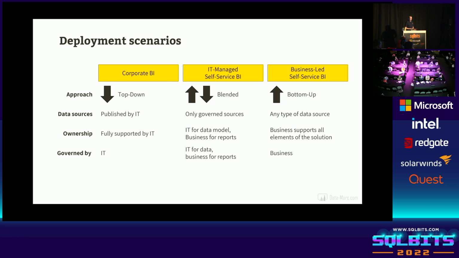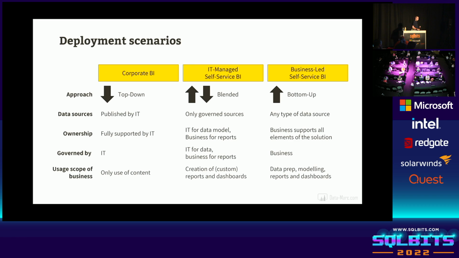The governance is in a similar split. On the left-hand side, everything is end-to-end governed by IT. In the middle, IT is responsible for governance of the data sets and the data in it, of course, and the business for the reports. Where the business-led self-service, everything is up to the business, from source all the way to what they deliver in the reports. While the usage scope is also slightly different.